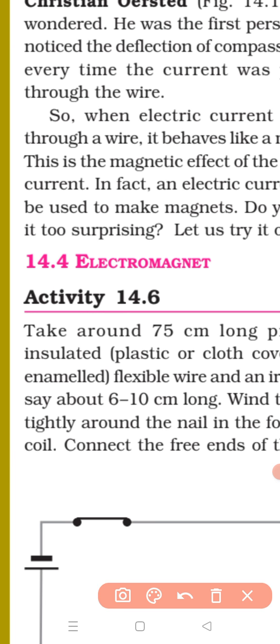There are two words involved in this: electro and magnet. So what is an electromagnet? The magnet which is made by using electric current is called an electromagnet. An electric current can be used to make magnets. And this electromagnet works on the magnetic effect of current.